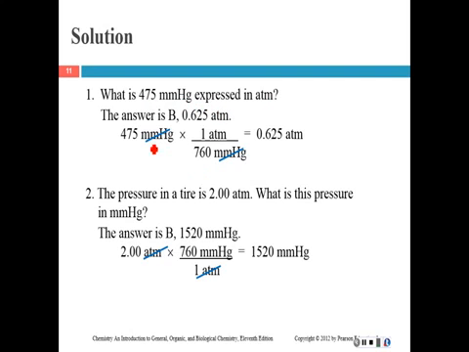We want to set up our solution so we can cancel out the millimeters of mercury. That's the conversion factor, and here's our answer. You notice 3 significant figures, just like we started with. In the second problem, we're starting with 2 atmospheres, that's 3 significant figures, and we're multiplying it by the conversion factor, so the atmospheres will cancel, and then we still get 3 significant figures for our answer. So that's consistent.